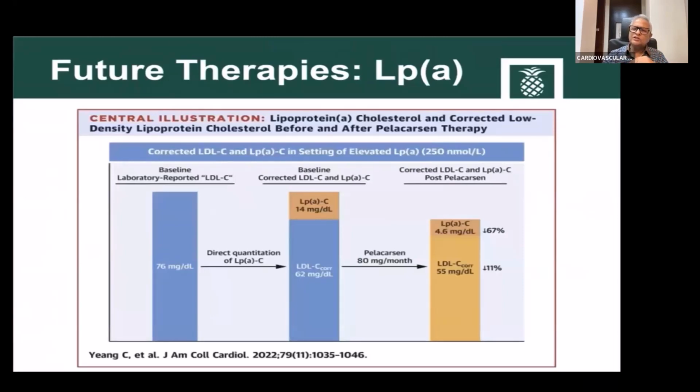Now, it doesn't reduce only LPA. It also reduces the LDL-C, and LPA reduction is 67%. It's a remarkable drug, and the dose is 80 milligrams per month of pelacarsen.